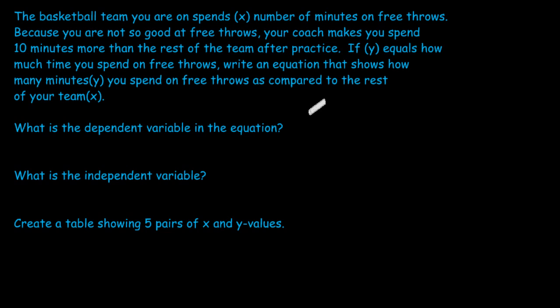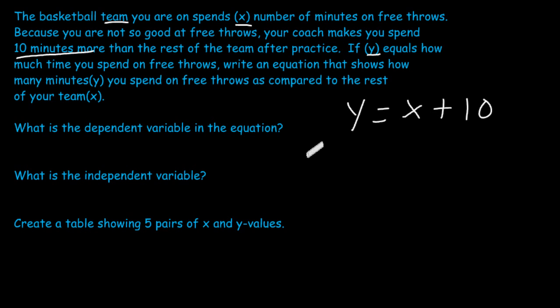The two variables that we will use to form our equation will be x, which will stand for the number of minutes that the team spends on free throws, and y, which will represent how many minutes that you spend on free throws. And it says in the problem that you spend 10 minutes more than the rest of the team. Well, if the team spends X number of minutes and you spend 10 minutes more, then you would spend X plus 10 more minutes. So the number of minutes that you practice on free throws will be y, which is equal to X plus 10.